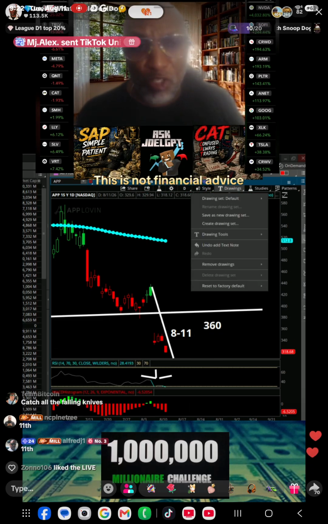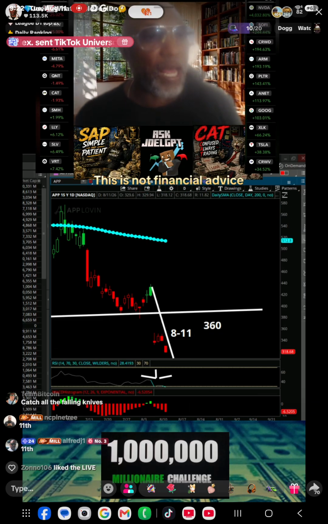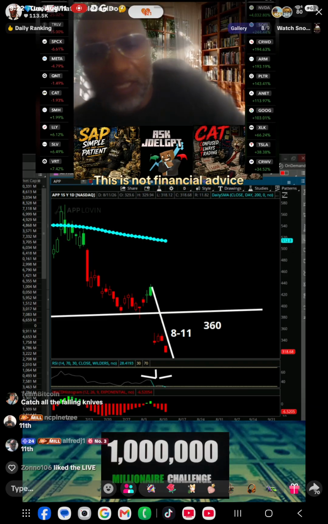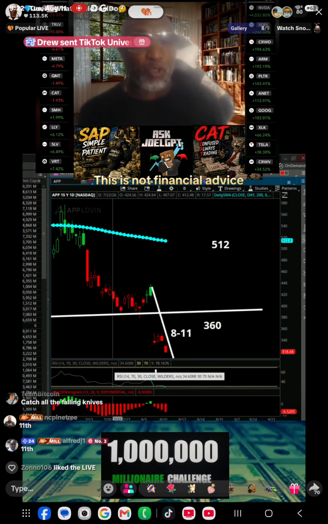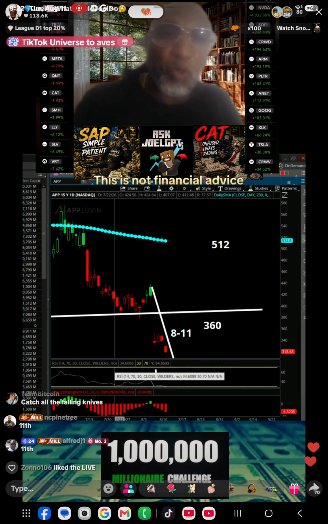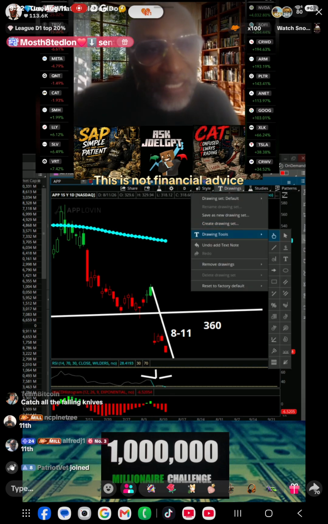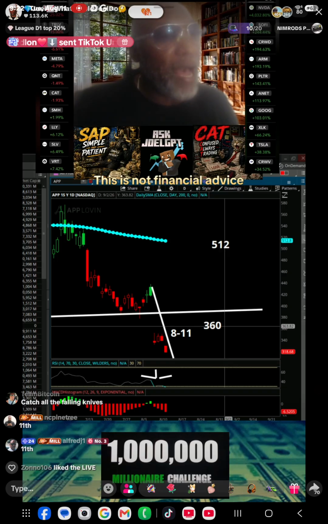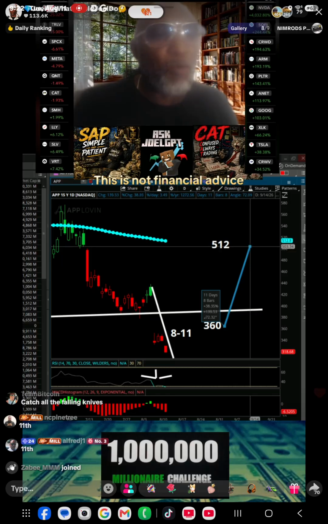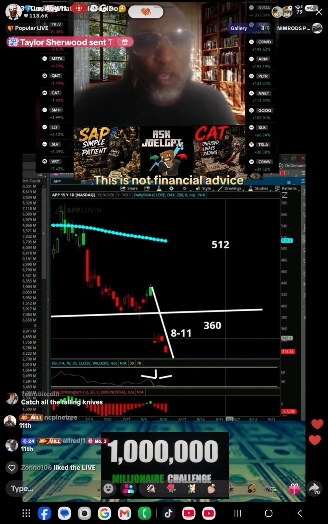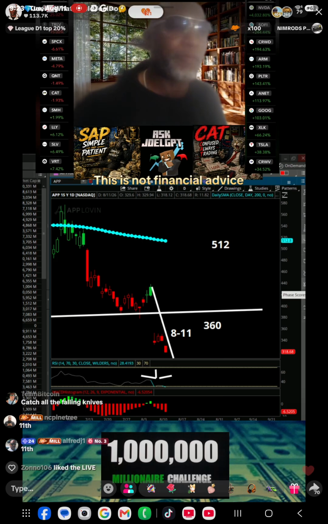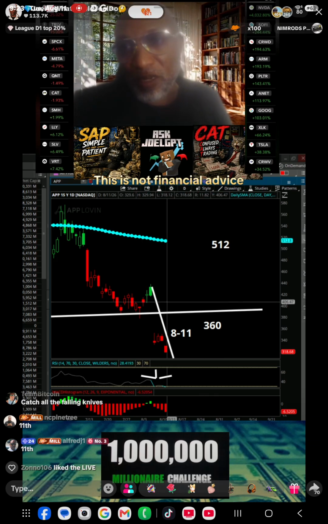I'm only going to take this trade, guys, to whatever this blue line is. We're at like, what, 512? The target is going to be that blue line at 512. Now, that's a pretty good move. I'll ride it from 360 to 512. In fact, if I was to buy it at 360 and ride it all the way to 512, I would make a 40% return. That's a nice little return. Who showed us that? Christopher? But I ain't buying it until then.